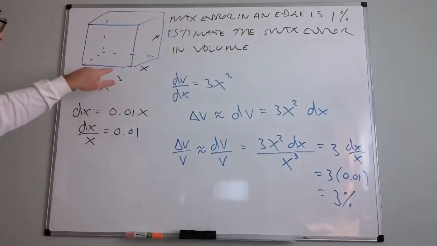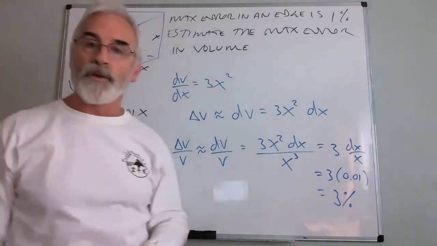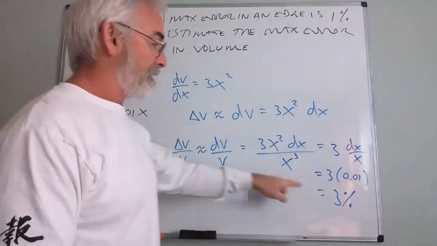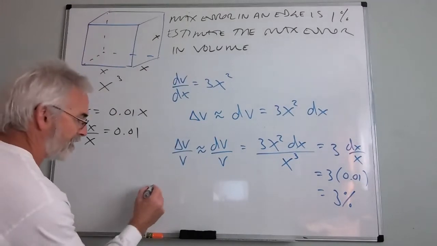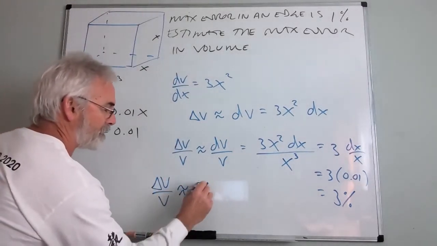So if the error in the measurements of each edge can be at most 1%, then the maximum error in the volume we estimate at 3%. So the final way of saying this is delta V over V can be estimated by, and I would just say 3%.